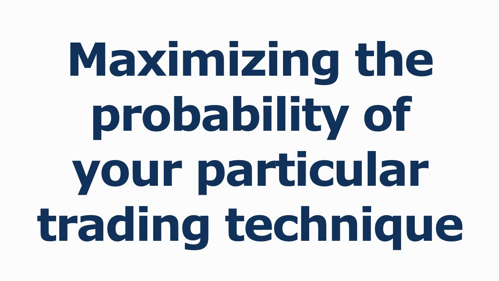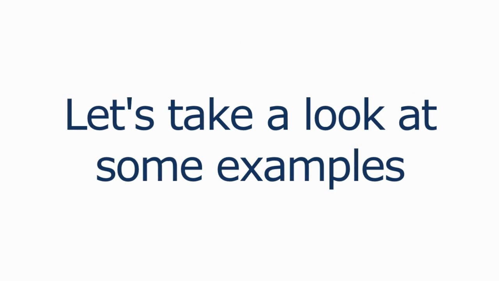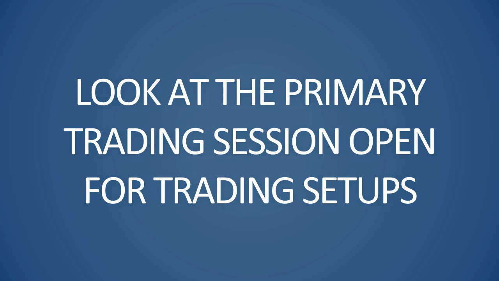So let's take a look at some examples of where and when a market might have a decent amount of potential directional energy. Number one, let's look at the primary trading session open for your setups. And for many markets, the primary session open is naturally a time when there's a good chance to see a decent move.